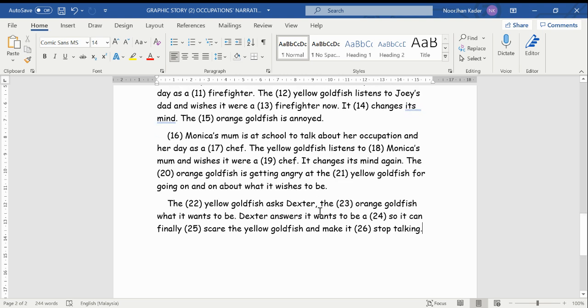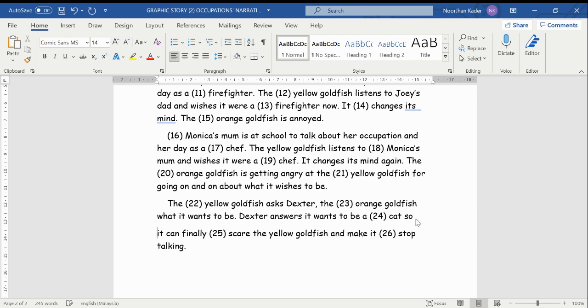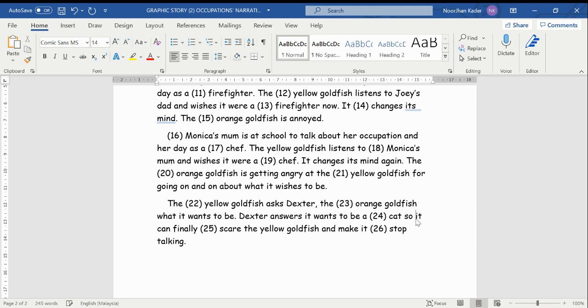The yellow goldfish asked Dexter, the orange goldfish, what it wants to be. Dexter answers it wants to be a cat. Oh, you see, I have left out, okay, luckily, cat, so it can finally scare the yellow goldfish and make it stop talking. Okay?